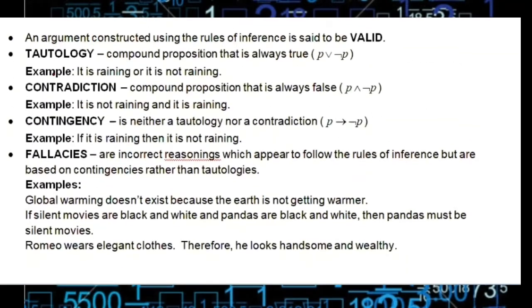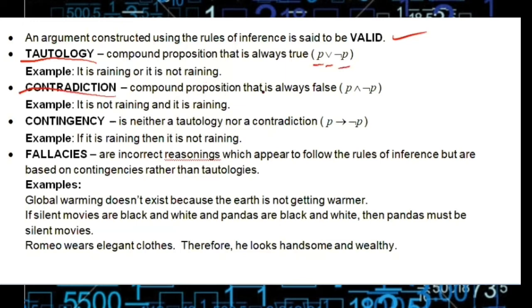Let us proceed to other terms in mathematical reasoning. Important terms. An argument constructed using the rules of inference is said to be valid. So all the rules of inference are valid because they were already proven. Let's proceed to tautology. Tautology, compound proposition that is always true. So as I said before, I taught you this, tautology, all the results are true. In the formula, P or not P. So given this example, it is raining or it is not raining.